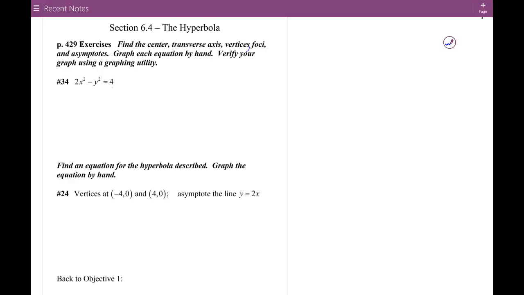So we need to have a 1 on the right-hand side always. So we're going to divide both sides by 4. And we're going to get x squared over 2 minus y squared over 4 equals 1. So this looks almost like an ellipse, except for the minus sign between the two terms. So in the x direction, we go plus or minus root 2, which is about 1.4. And in the y direction, we go plus or minus 2.